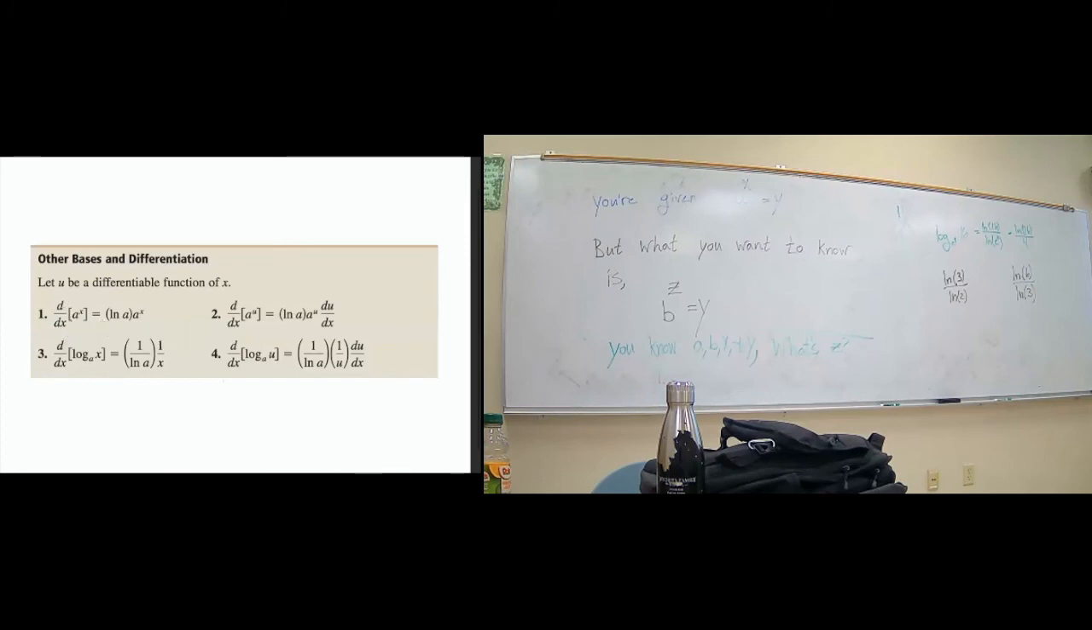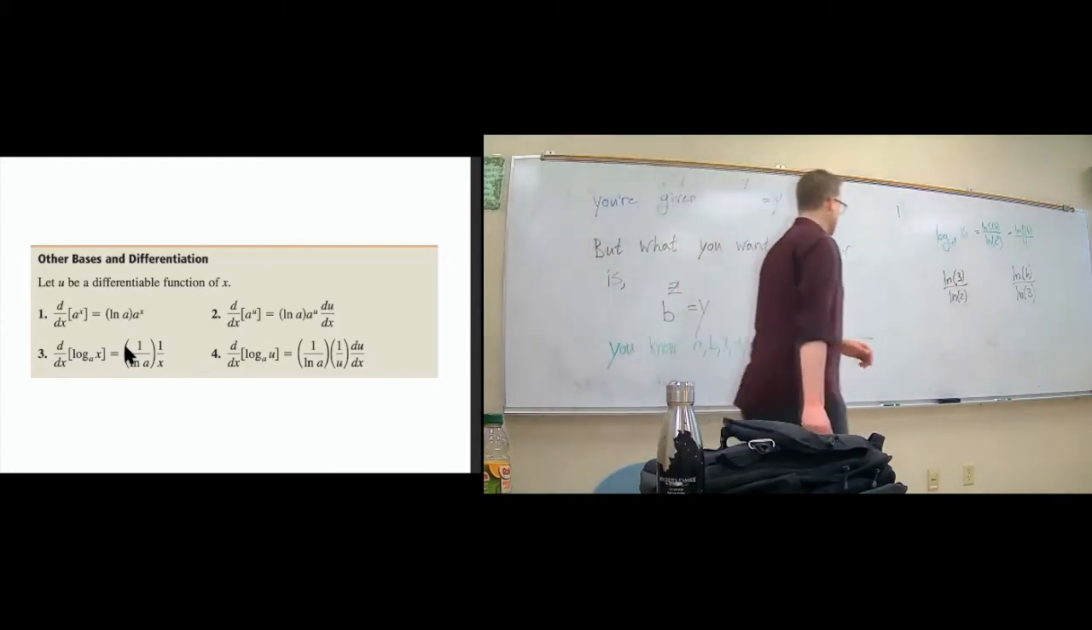So looking at our derivatives in both the exponential and the logarithmic cases, given a base other than e, the derivative of a to the x is equal to the ln of a times a to the x. And the derivative of log base a of x is equal to 1 over the ln of a times 1 over x. So how the hell did they get this? We're going to prove 3 right now.